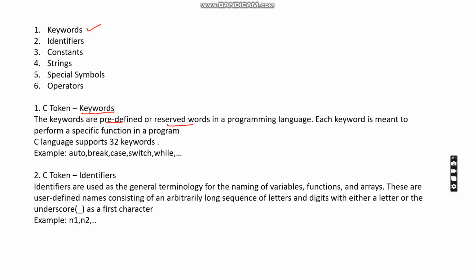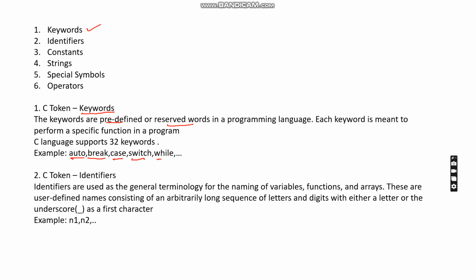For example, auto represents the automatic variable. Whenever the function is called, these variables are created automatically. When the function is completed, they are destroyed automatically. We use break to come out of the for loop or while loop or the do while loop or switch statement. Next, the word case: the case of the switch is used whenever the expression value matches the case values. The switch is a multiway decision making statement.